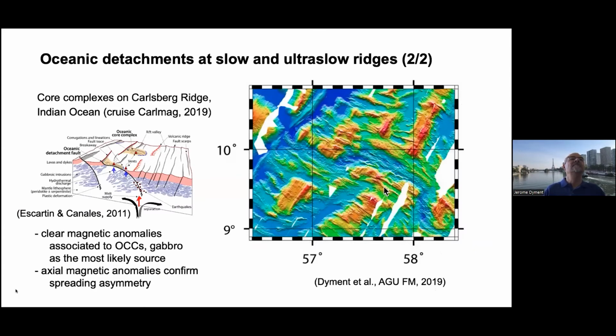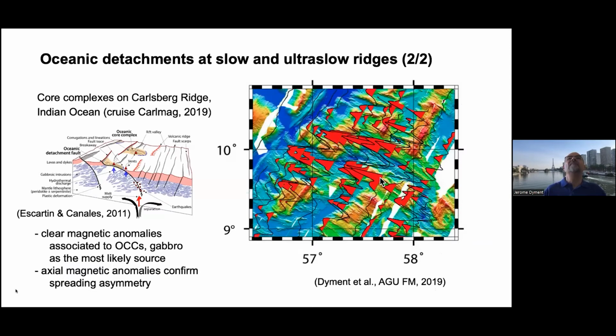Here you see a very nice detachment surface at the axis of the Carlsberg Ridge. This was a cruise, Carlsmag, led by Nicolas Chamouk. And if you look at the magnetic anomaly, even all those detachment surfaces show very nice magnetic anomalies. So the interpretation is that it is magmatic, and most probably we have gabbro bodies that are explaining those magnetic anomalies in this area.